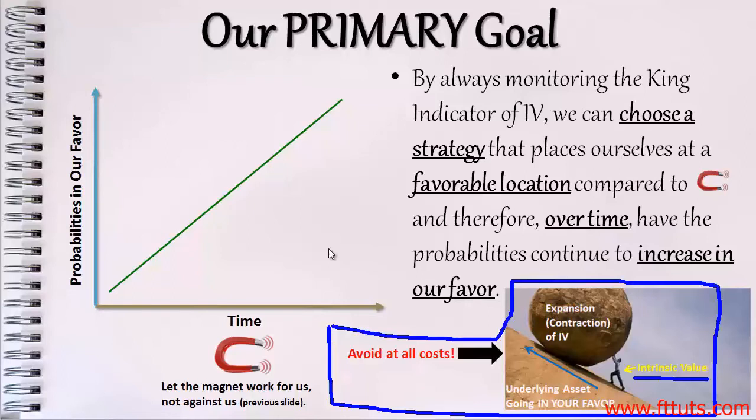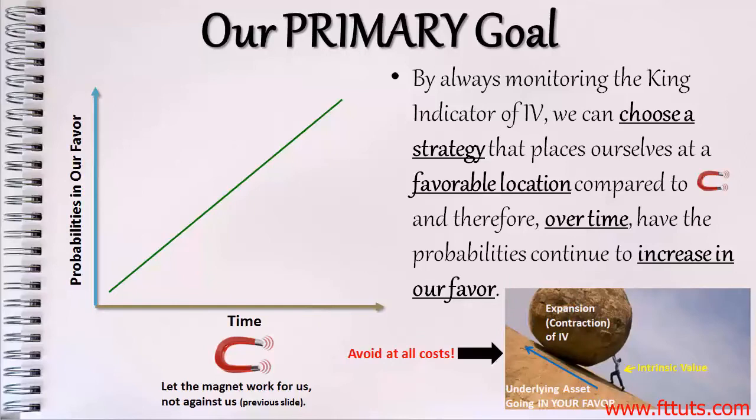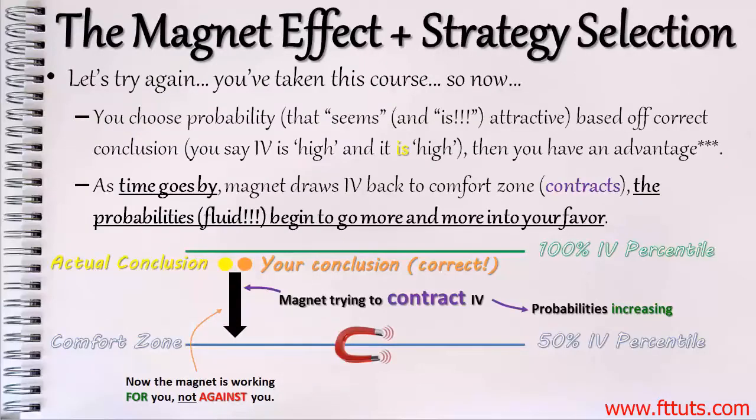Now, had you chosen a different strategy to play that, it'd be a very different situation. The magnet would have certainly been working for you, but the blowfish effect, if you buy premiums, is definitely going to be working against you. So that's the goal. We want the magnet working for us, because when the magnet works for us, as time goes by, our probabilities are actually going to continue to increase in our favor. So let's try this again.